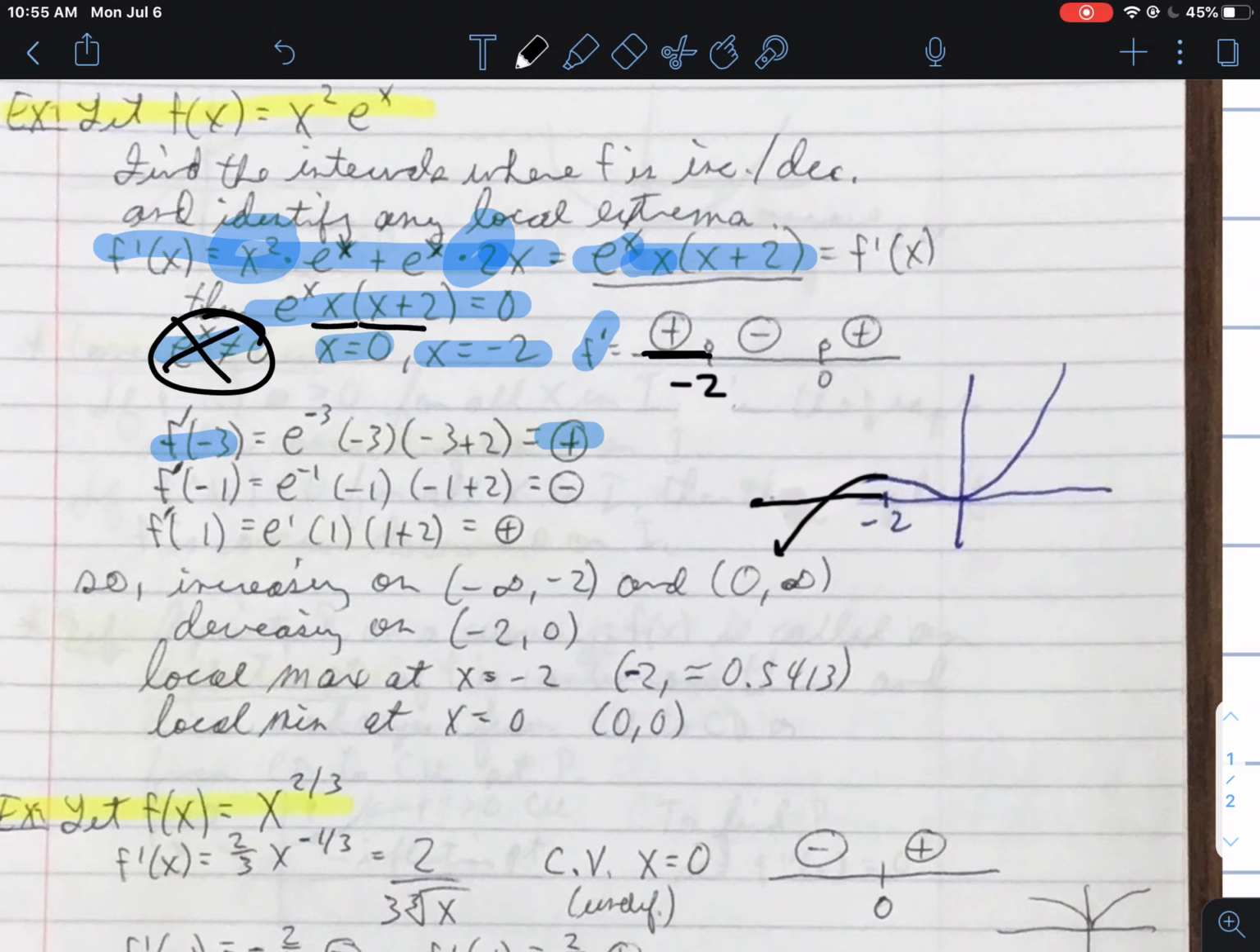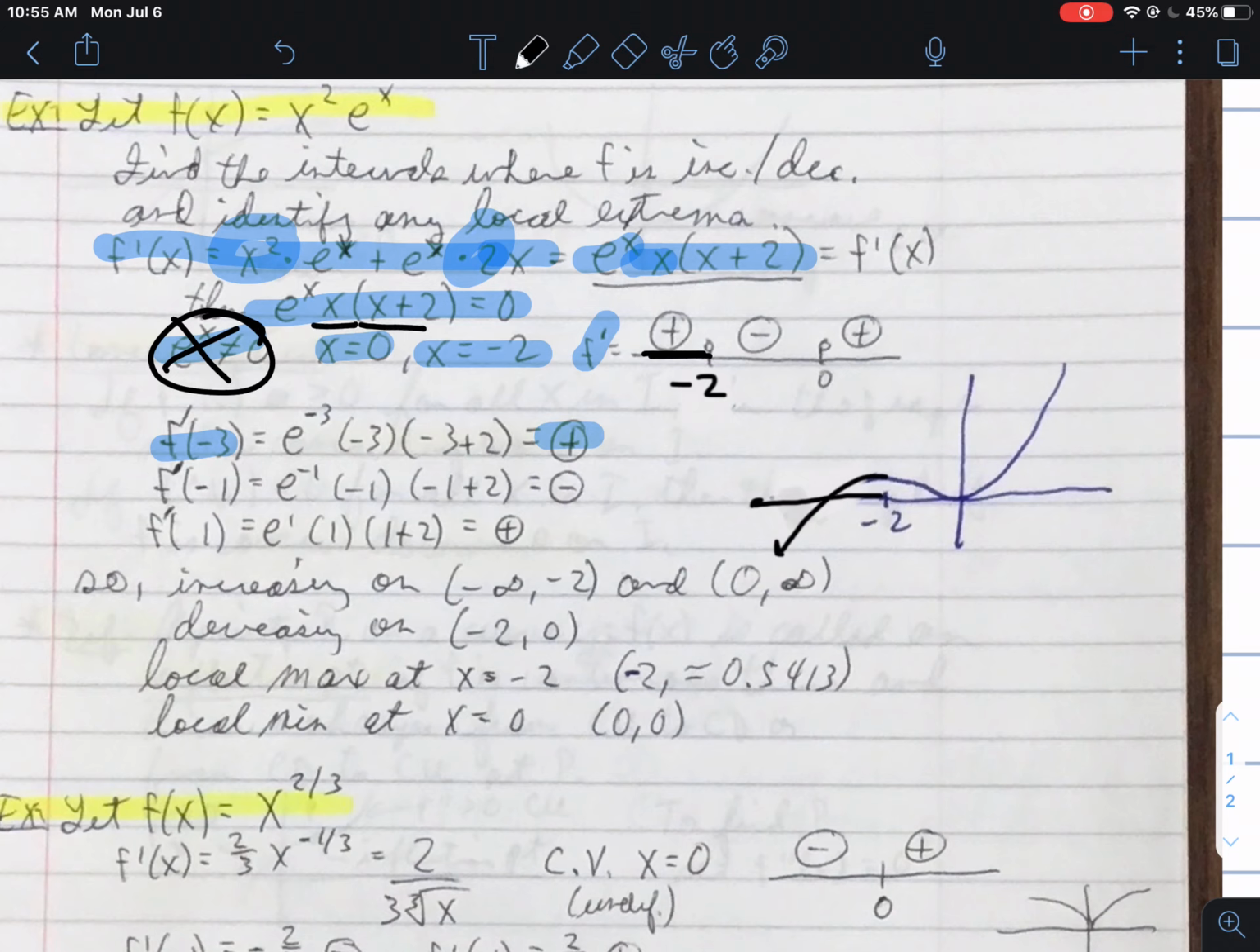But then once we have our information, I said we wanted to know where the function was increasing or decreasing. So I could say that this function is increasing on the interval from -infinity to -2 and on the interval from 0 to infinity, based upon the sign of the first derivative. We know that the function is decreasing between -2 and 0, so decreasing on the interval from -2 to 0. And then the local max and local mins depend upon that change in sign of the first derivative.